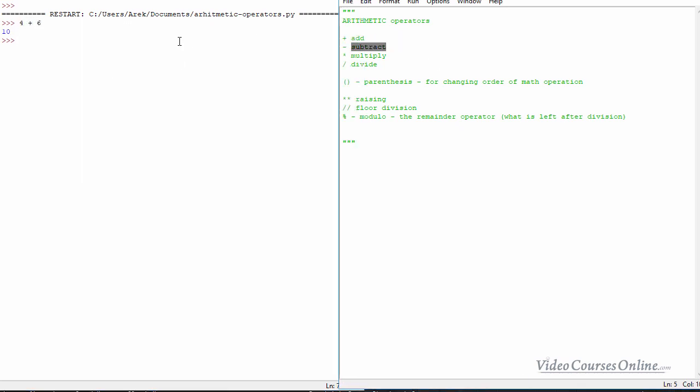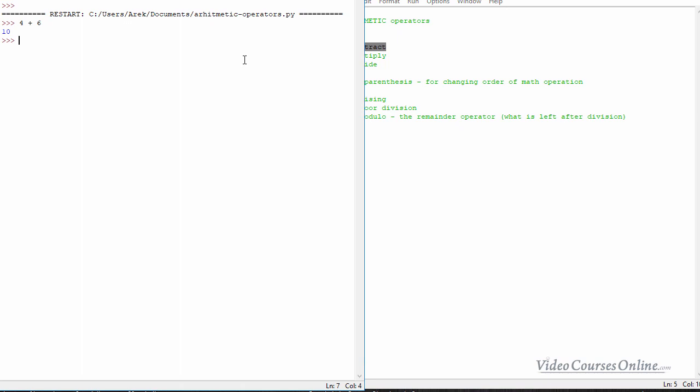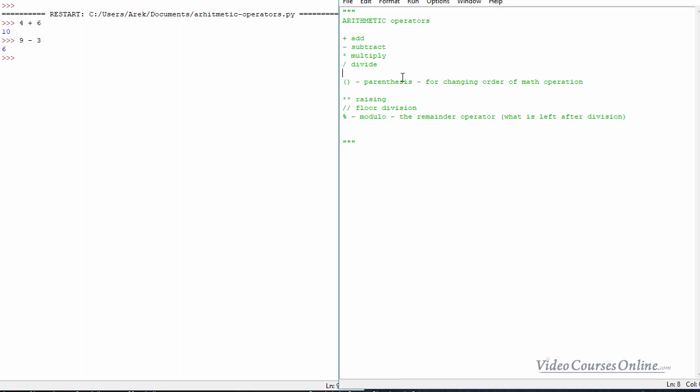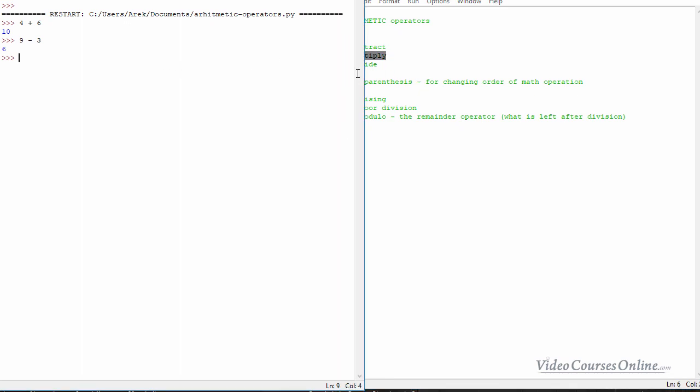The minus sign can subtract two numbers. So we can say 9 minus 3 is going to be 6. Multiply can multiply numbers. 2 multiplied by 4 is 8.